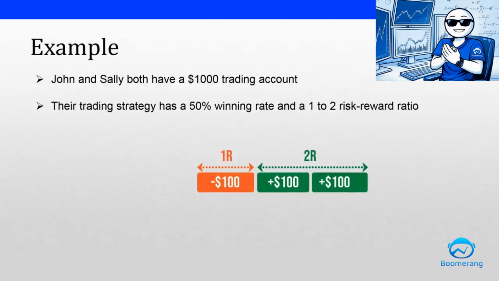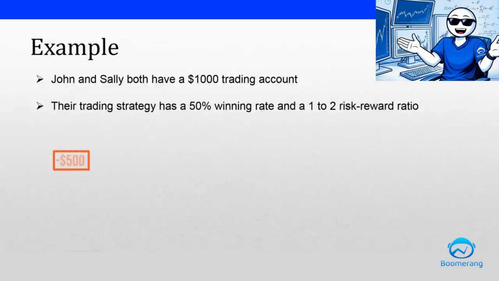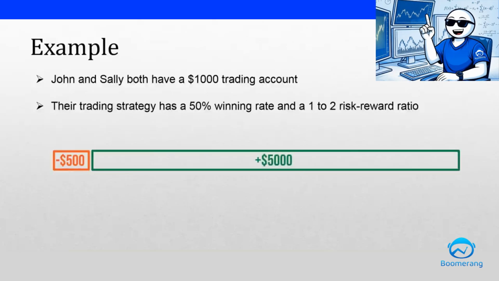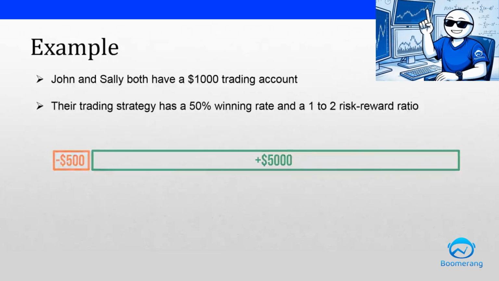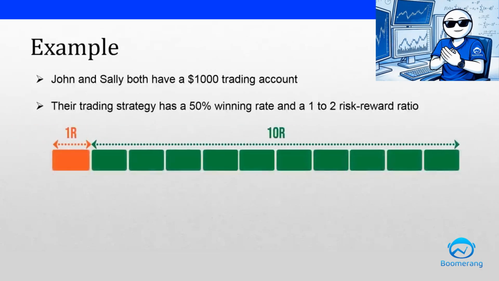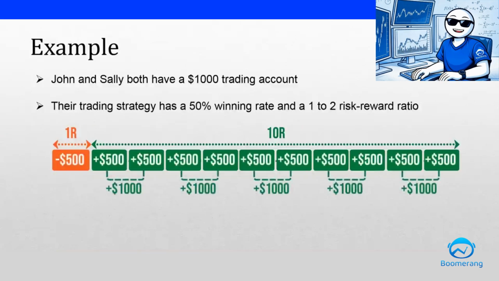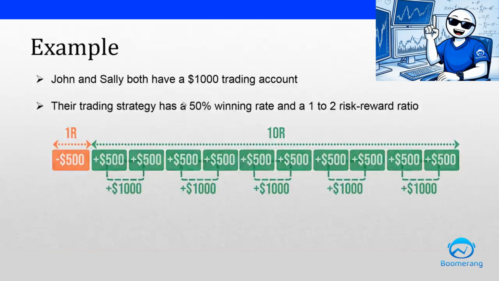Another example, let's say you have a $500 risk on the trade, and instead of losing the $500, the market went in your favor and you made $5,000 instead. What is the risk to reward ratio on this trade? This is a risk to reward ratio of 1 to 10. You were risking $500 and you made $5,000 at the end of it.